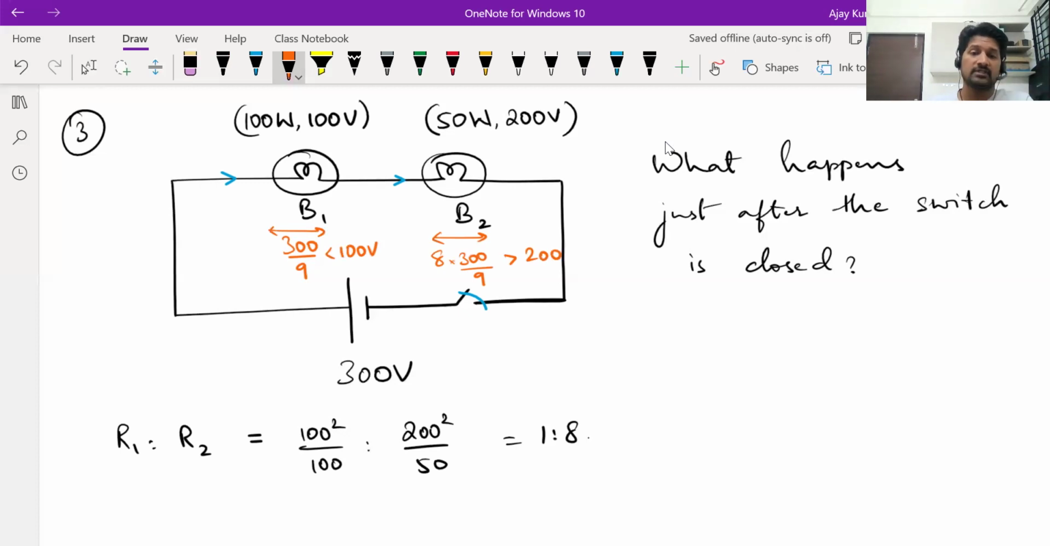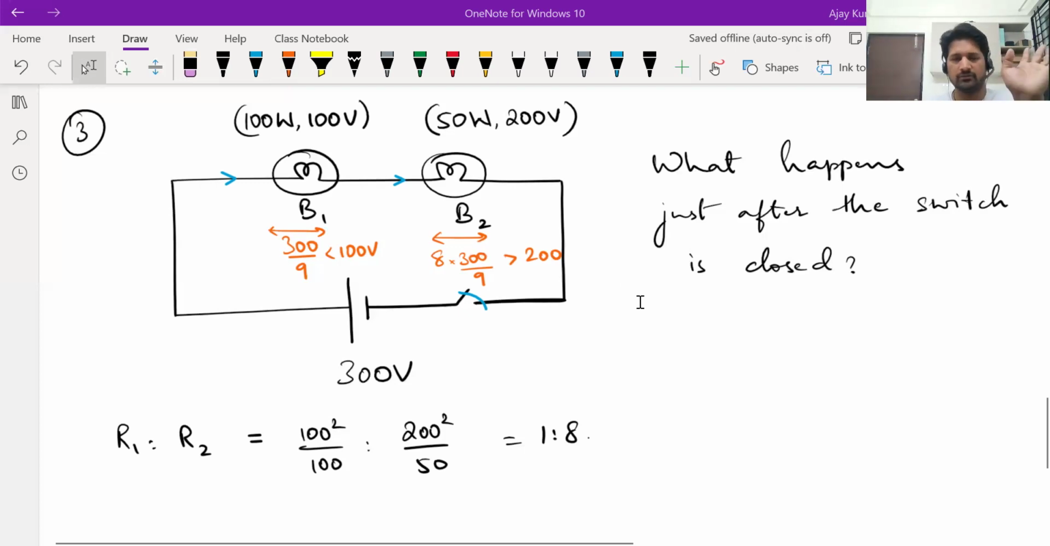The rated voltage of the second bulb is only 200. The moment you close the switch, the voltage across it becomes more than 200. So what is going to happen to the second bulb? It gets fused. Its filament gets broken. What will happen to the first bulb? Its rated voltage is 100. It is getting less than 100 the moment we close the switch. But later on, what happens to it?